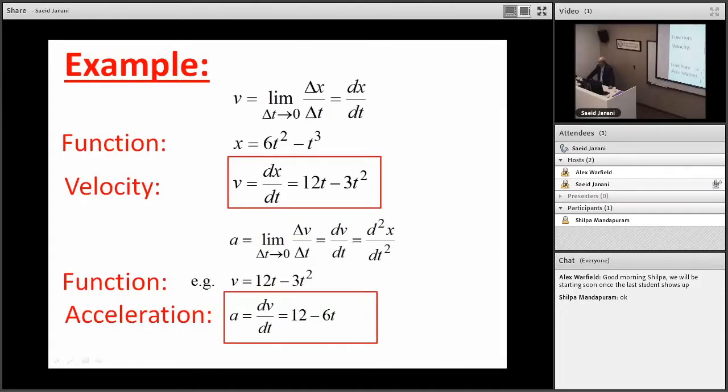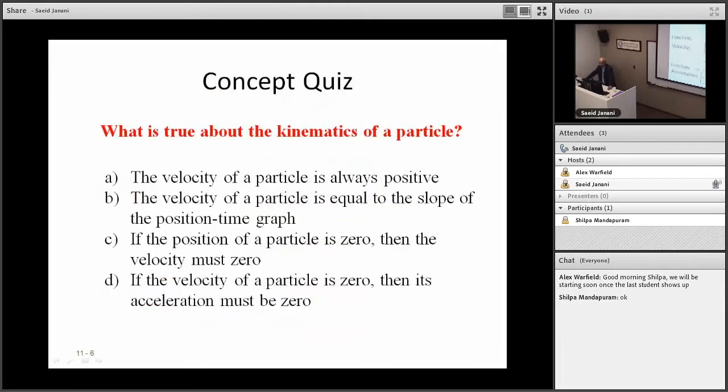As an example, if you have a function, for example here, x equals ct squared minus t cubed. If you take the derivative of x, you get velocity. If you take the derivative of velocity, you get acceleration. And in the opposite direction, if you take the integration of acceleration, you get your velocity, and take the integration of velocity, you get your distance.